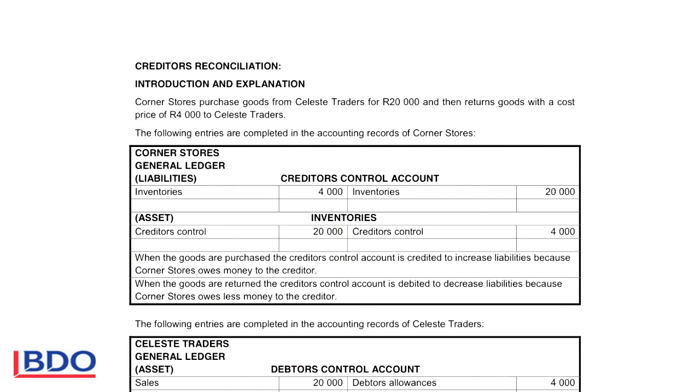Good morning. We are going to do creditors reconciliation. Before we start, I first want to explain the concept of creditors reconciliation.